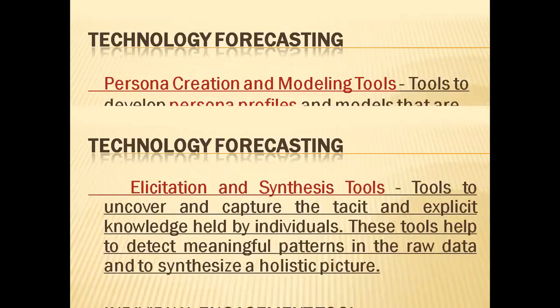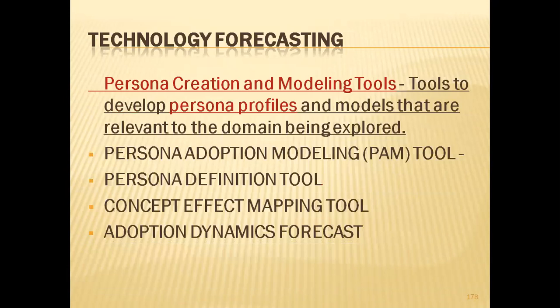The next category of tools are called persona creation and modeling tools. Here we have tools which are used to develop personal profiles as well as to create models that will help us to solve the problems. Different tools are used. First, basically, the adoption modeling tool. It's a tool which is used to identify, as I said, the distinct needs and desire patterns of individuals, which are different. So we try to connect them and express this in terms of a model.